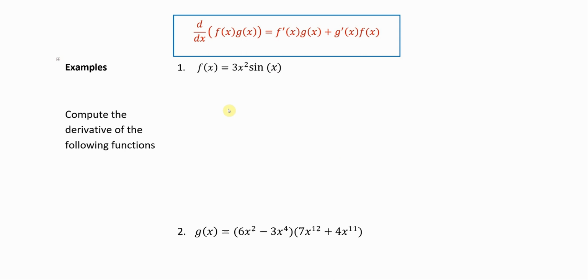In this video, we will practice a little bit with the product rule, and I have the product rule written up here. This is the derivative of f times g is equal to the derivative of f times g plus the derivative of g times f.